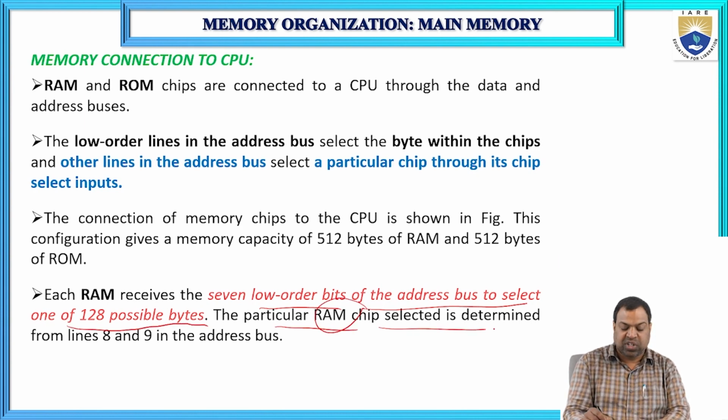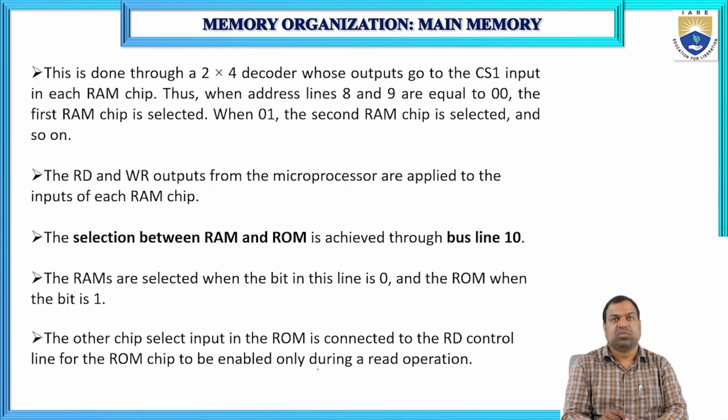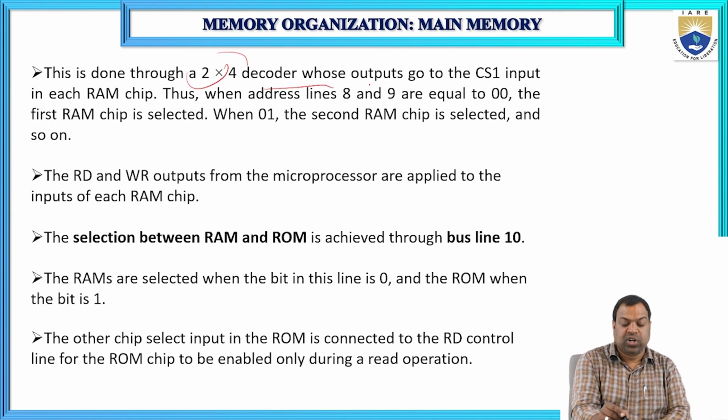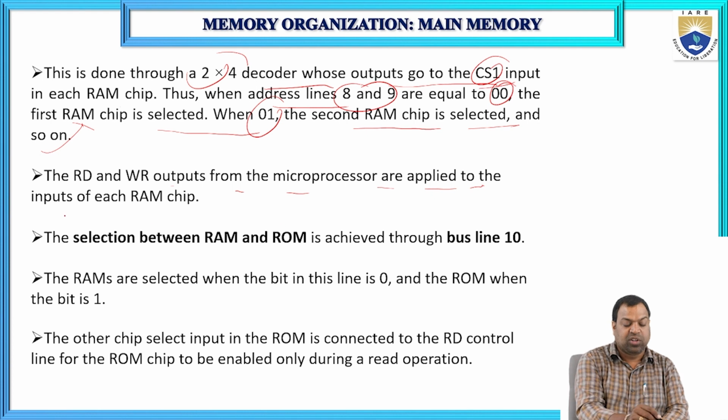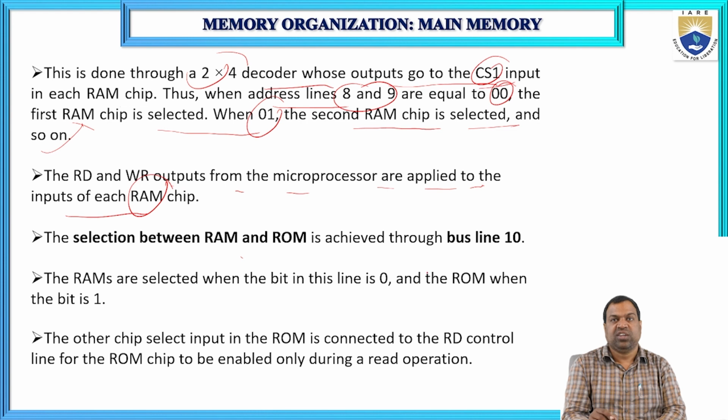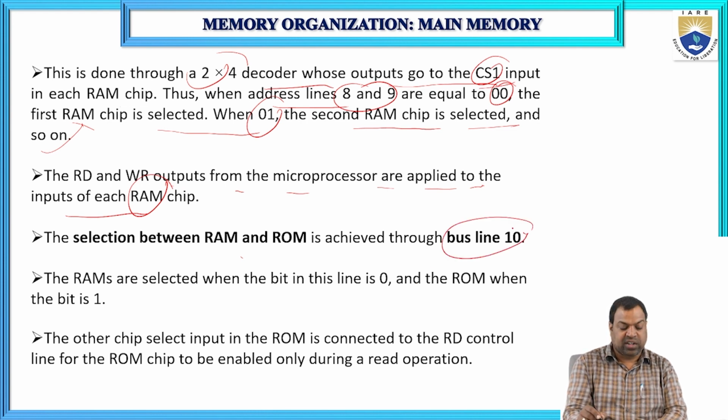The particular RAM chip is selected by determining from lines 8 and 9 in the address bus. So here I'm taking a 2 to 4 decoder, the output CS1 is the input of RAM, and when the address lines 8 and 9 are 00, the RAM chip is selected, 01, the ROM chip is selected, and so on. The read and write outputs from the microprocessor are applied to the input of the RAM chip. The selection between the RAM and ROM is achieved through bus line 10. The RAM is selected when the bit line is 0 and the ROM when the bit line is 1.